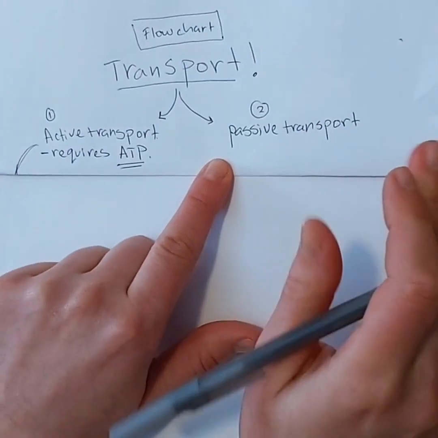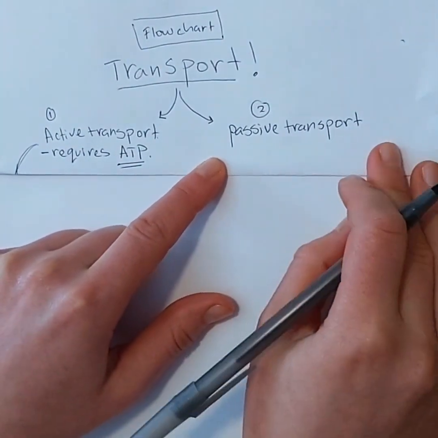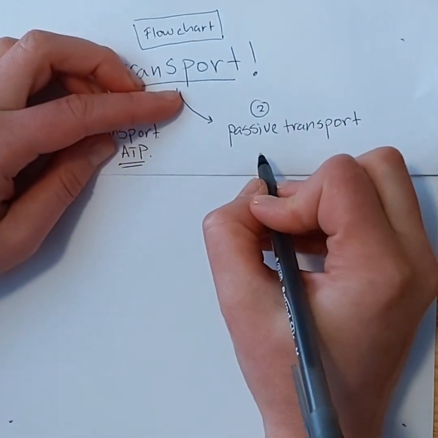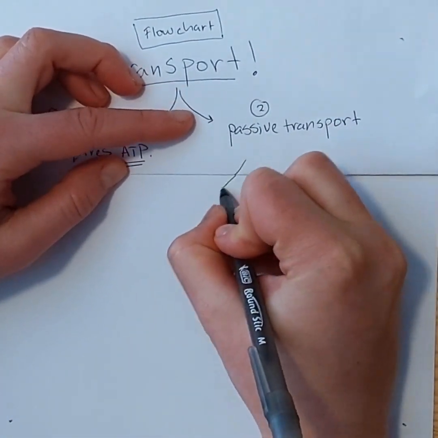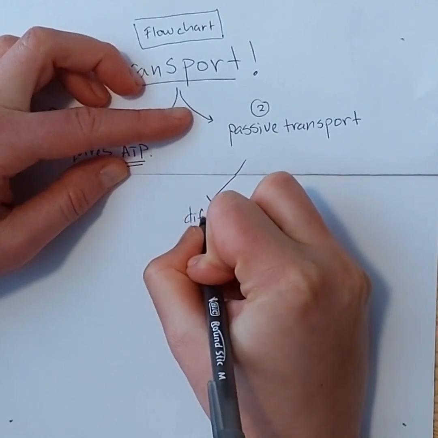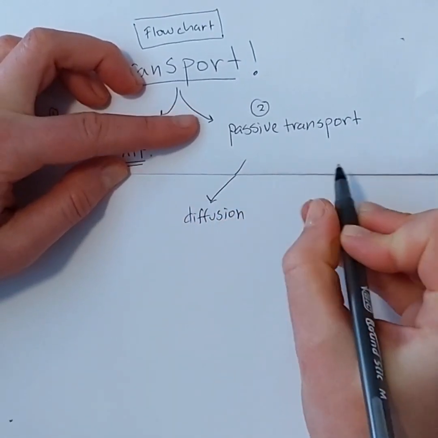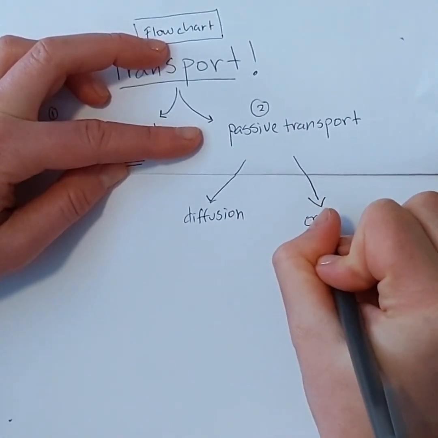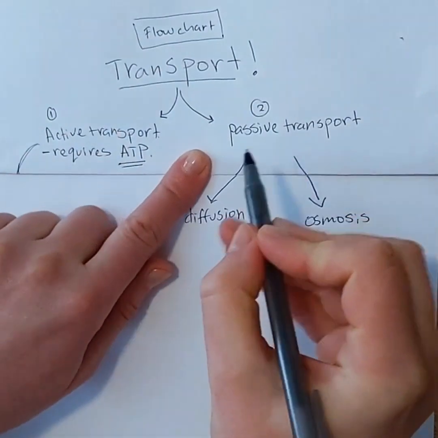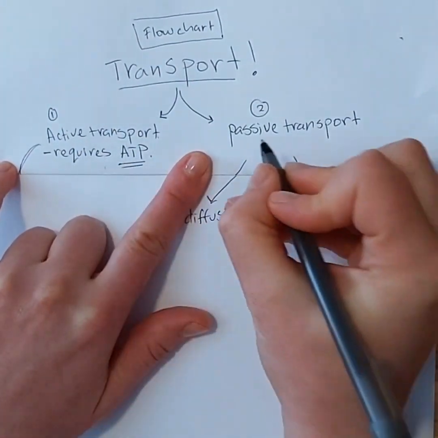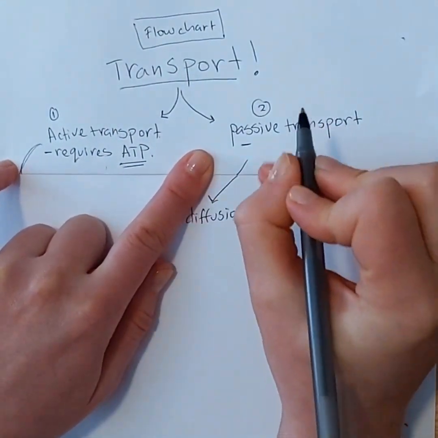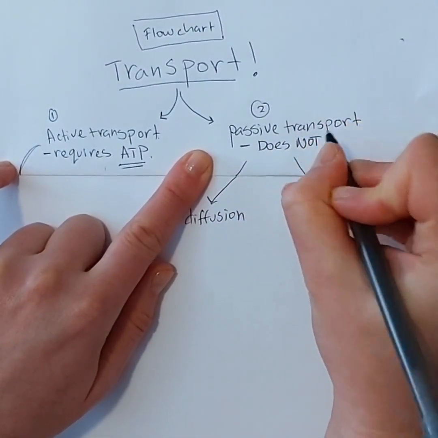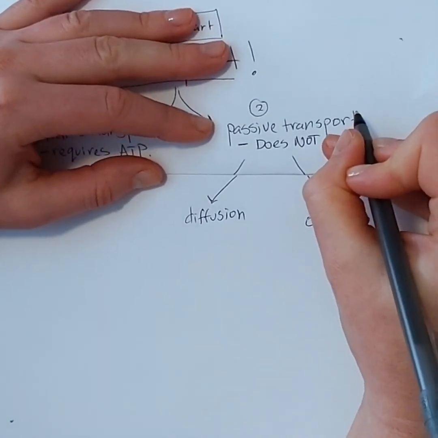But passive transport's really what we want to talk about today. That's because passive transport has two main types, and it is going to be diffusion, and the other main type is going to be osmosis. We know that active transport uses ATP, so what makes passive transport passive is it does not require ATP.